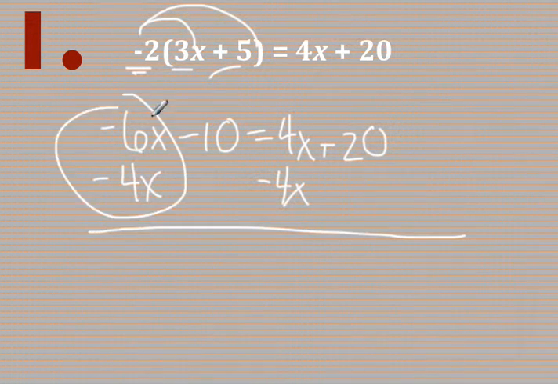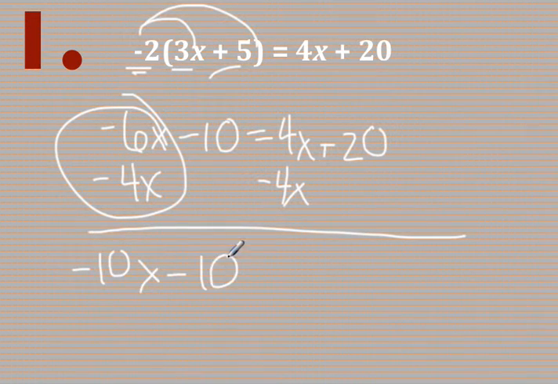Now this can really confuse students. Negative 6x minus 4x is not negative 2, okay? When you're adding two negative numbers, it's actually going to get more negative. So you end up with negative 10x. And then minus 10 is equal to 20.